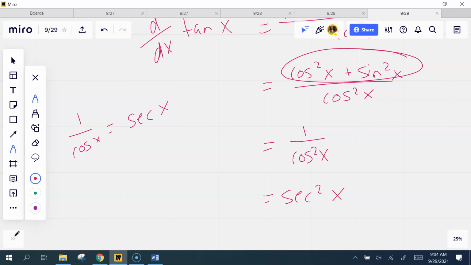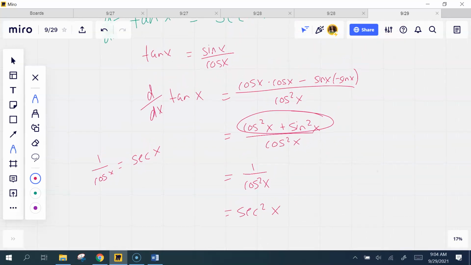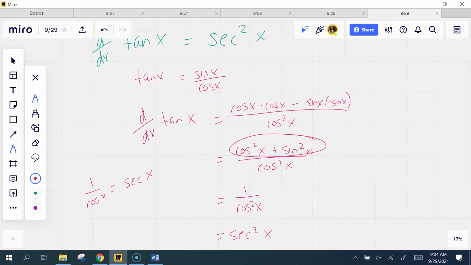Yeah. Go back up. Why'd you write it? Oh. Yes. Sine squared plus cosine squared equals 1.